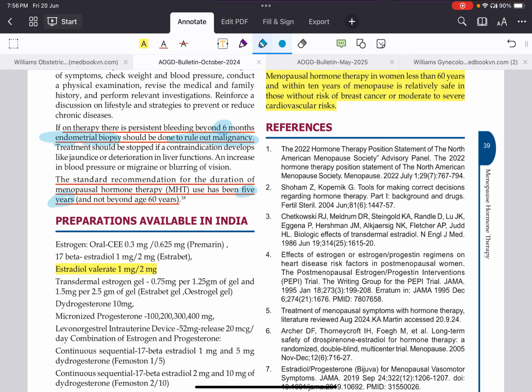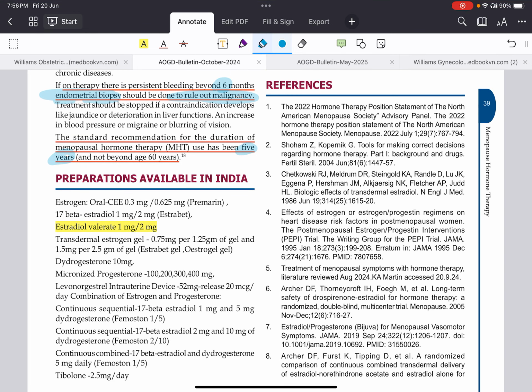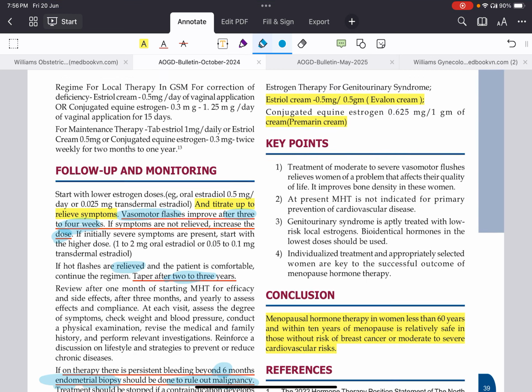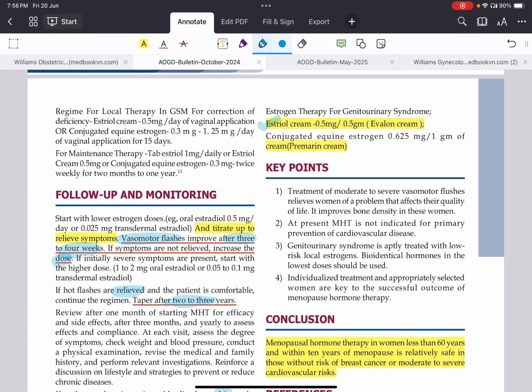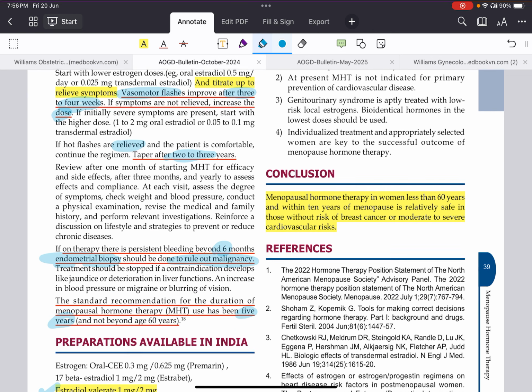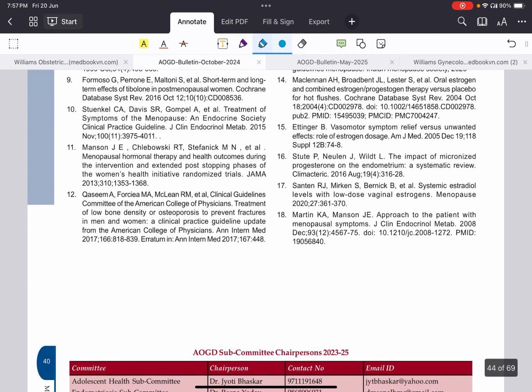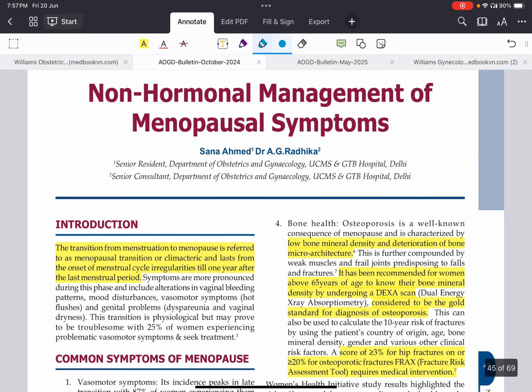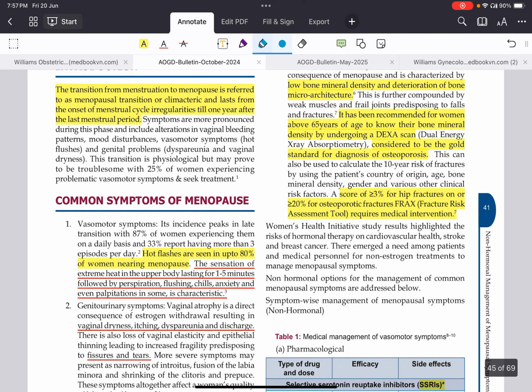Preparations available in India: I remember estradiol valerate, Proganova 2 milligram, that is one preparation, and even Avalon cream is there that can also be used. So the conclusion is, women less than 60 years and within 10 years of menopause are really safe without risk of breast cancer, and there is a moderate cardiovascular risk. Okay, next topic in this bulletin is non-hormonal management of menopausal symptoms.